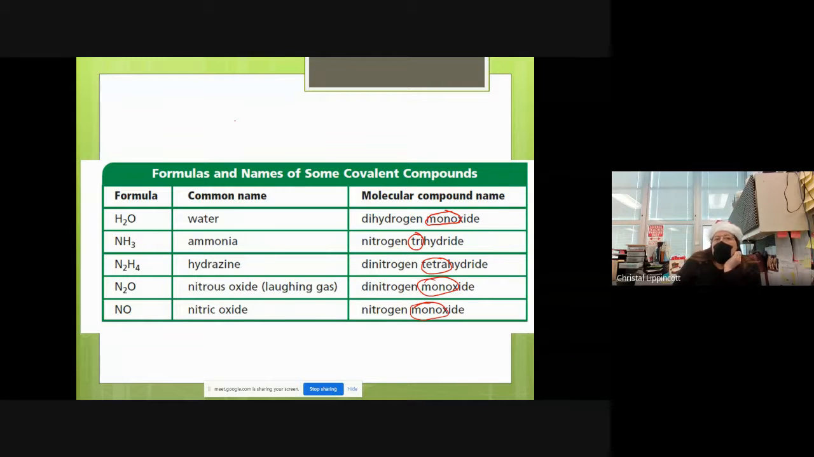So when we get into a test situation or a quiz situation, the first thing you're going to ask yourself is, is it a metal? Or does it start with a metal? Let me say it that way. So first of all, does it start with a metal?